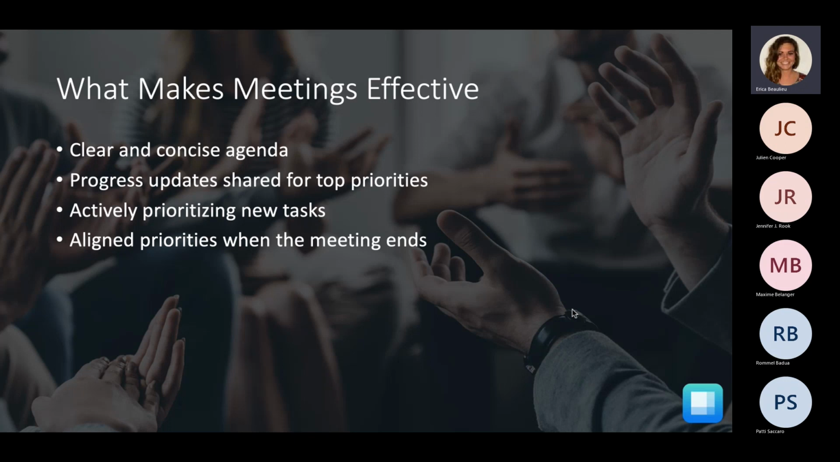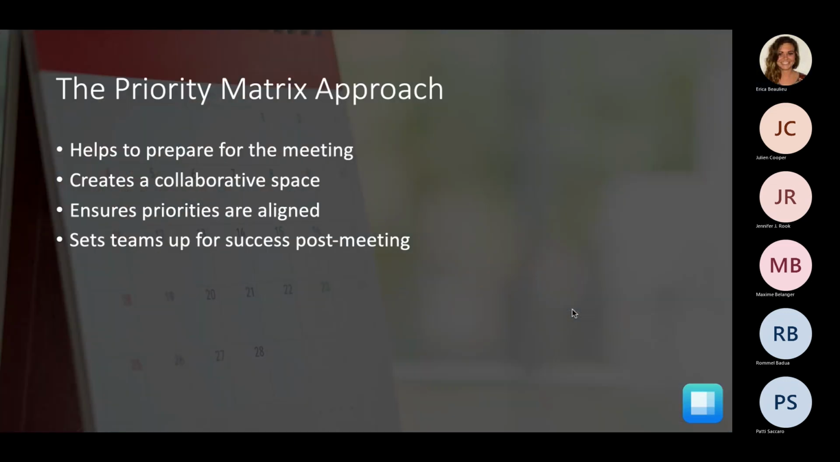An effective meeting also allows you to share progress updates on those top priorities, making sure everything you need to talk about has a place to be discussed. An effective meeting allows you to actively prioritize new tasks. So when the meeting ends, your priorities are aligned and everybody understands where they need to get started next. So what is the Priority Matrix approach and how have we helped so many organizations have more effective meetings?